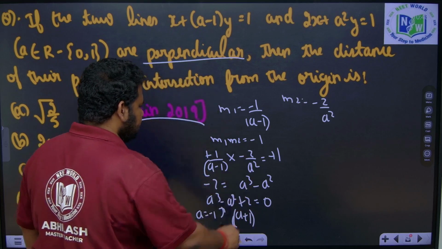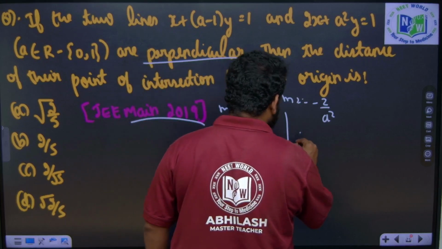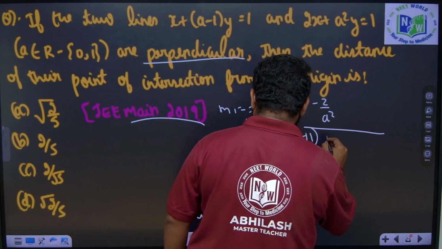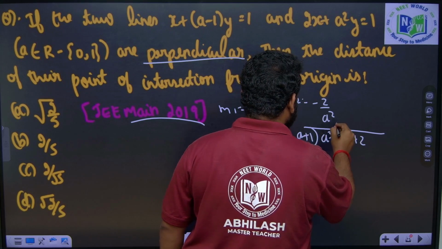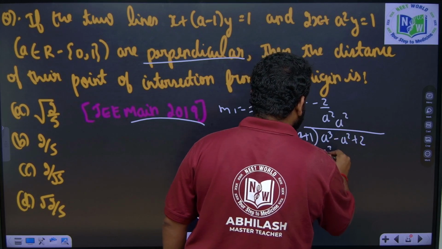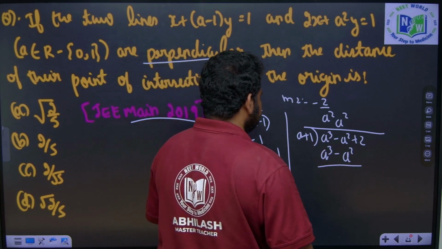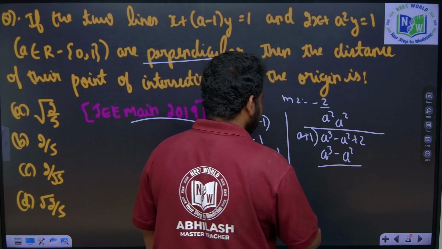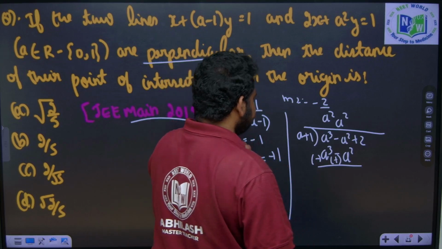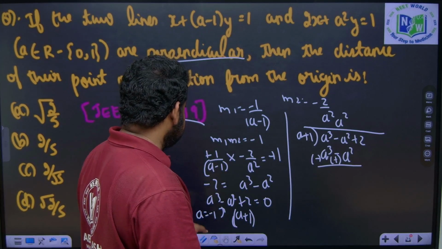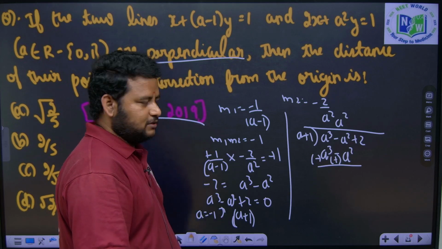So one value of a I got is a is equal to minus 1. To find the remaining factors, I should use the long division method, that is a plus 1. If I divide a cube minus a square plus 2 by a plus 1, what will I get? Here I should get a square. A square into a plus 1 gives a cube plus a square. Subtracting, this is minus a square minus a square. So what will I get here? Minus 2 a square plus 2. So here I will get what?